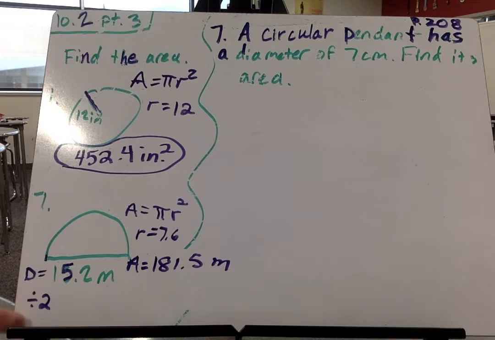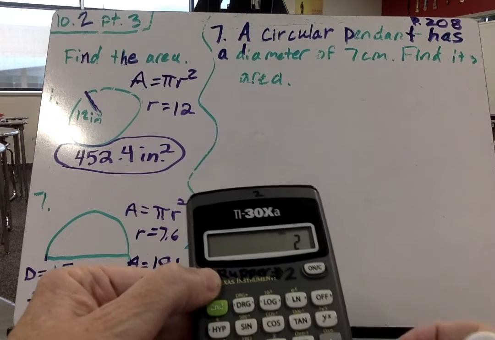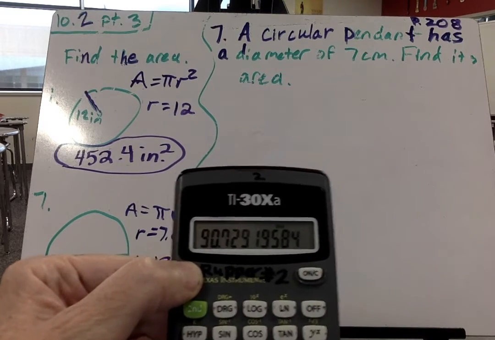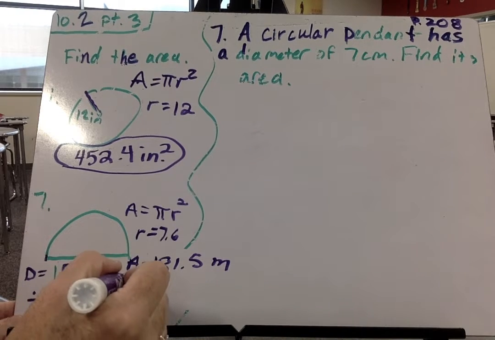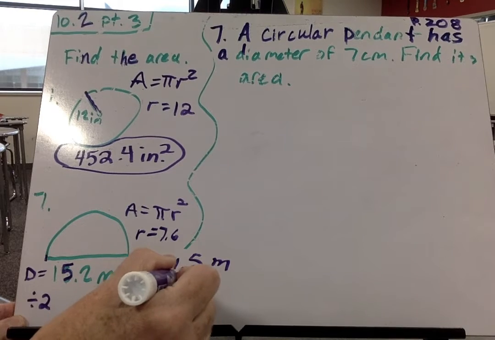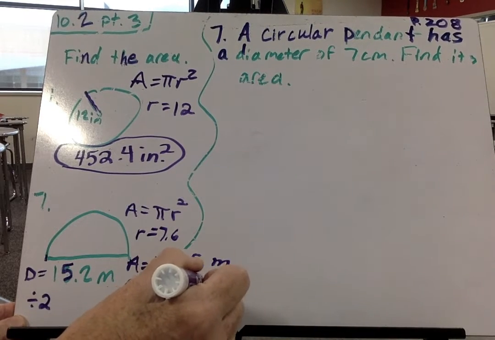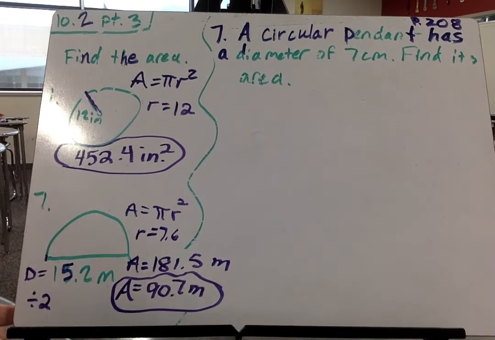Now, I have to remember that would be if it's the full circle. So I need to make sure I divide by 2. I keep that same number here, and I go divide by 2 equals 90.7. And that's our final answer. Okay.